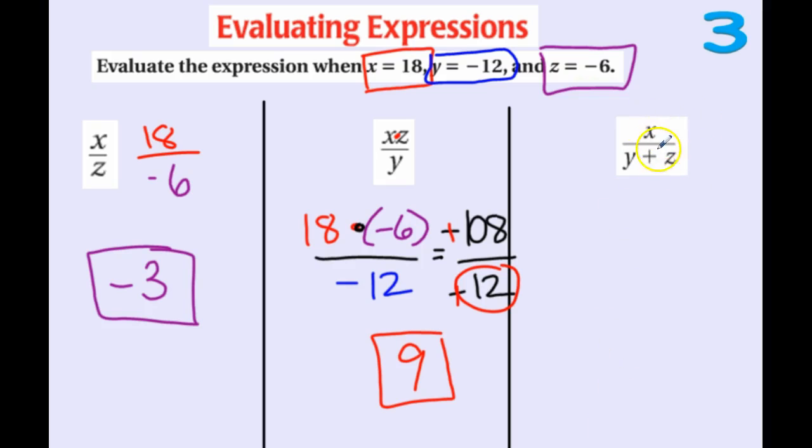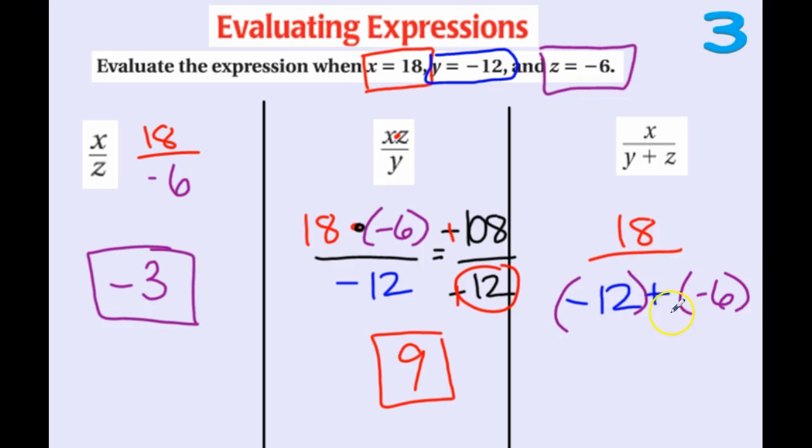Last one like this. We have X, which is 18, divided by Y plus Z. Y is a negative 12, plus Z, which is a negative 6. It doesn't matter if you put these in parentheses or not. There's a plus sign between them, so we know we're combining these two numbers.